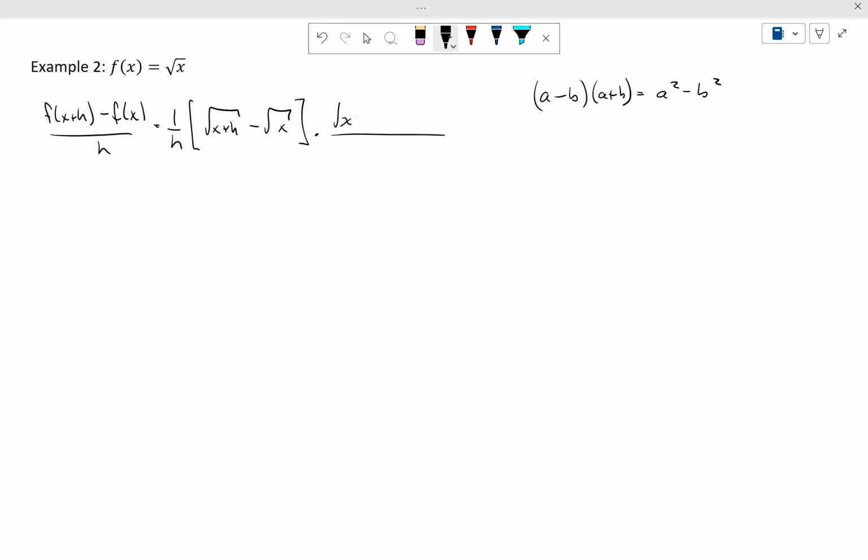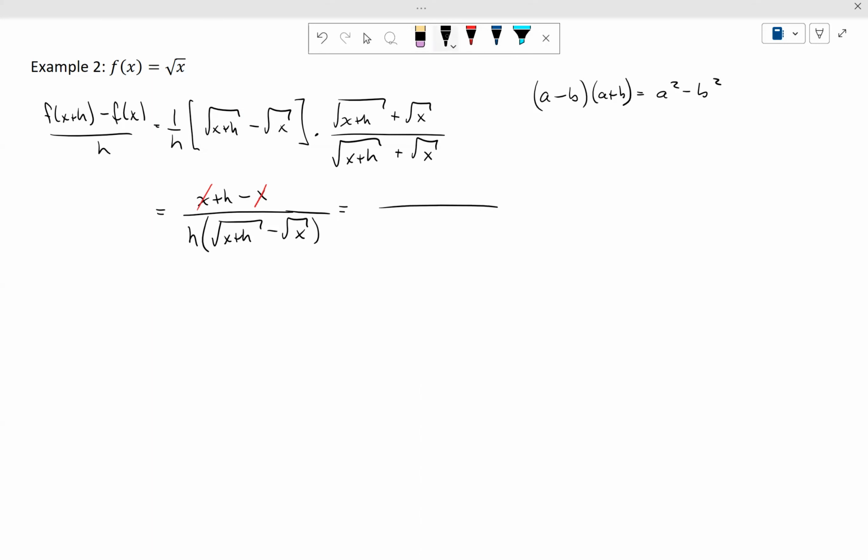So the root of x plus h plus the root of x all over the root of x plus h plus the root of x. All right, let's see what happens. So in the numerator, we'll get our a squared minus b squared, right? So we have x plus h minus x all over, in the denominator, h times that root of x plus h minus root of x. Now, these x's reduce out nicely, and we'll see the common factor of h in the top and bottom. Just to show you what it looks like.